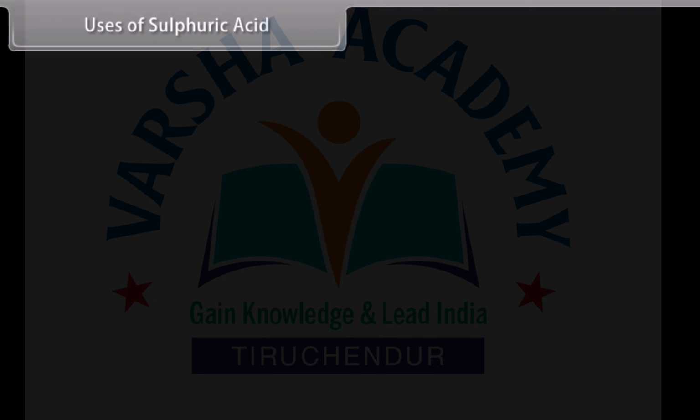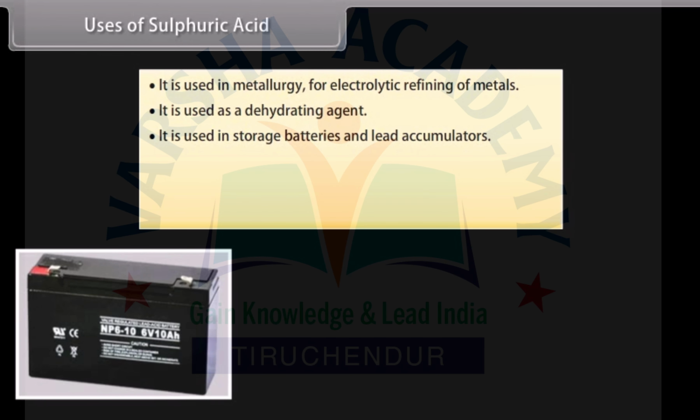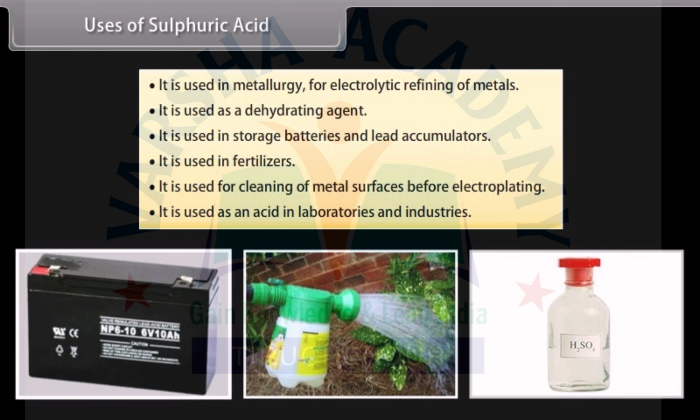Uses of sulfuric acid. The important uses of sulfuric acid are the following. It is used in metallurgy for electrolytic refining of metals. It is used as a dehydrating agent. It is used in storage batteries and lead accumulators. It is used in fertilizers for the preparation of ammonium phosphate, ammonium sulfate, and superphosphate of lime. It is used for cleaning of metal surfaces before electroplating. It is used as an acid in laboratories and industries.